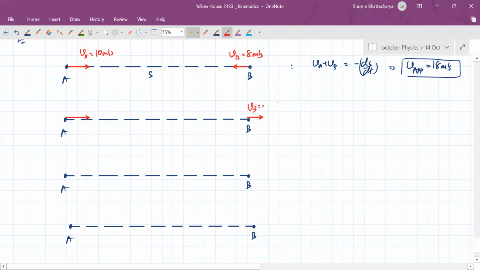Now again you will see that B is moving away at 8, whereas A is moving in this direction at 10. So overall, the distance between them is decreasing with time. So this time also the rate of change of this is a negative rate of change, and that is equal to VA minus VB, or the approach velocity this time is 2 meters per second.